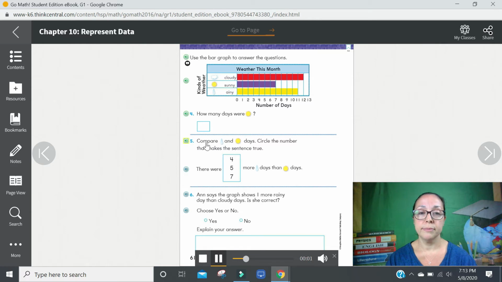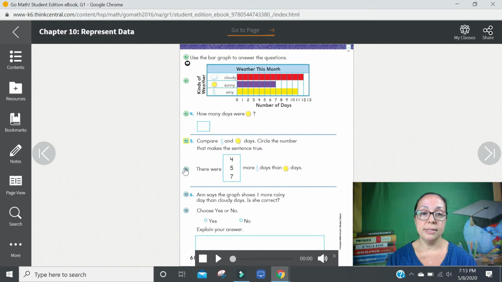5. Compare rainy and sunny days. Circle the number that makes the sentence true. So vamos a comparar los días lluviosos con los días soleados y vamos a circular el número que hace la oración verdad. So that means that we're looking here and here. We're looking at the bottom 2. Vamos a mirar los últimos 2 líneas.